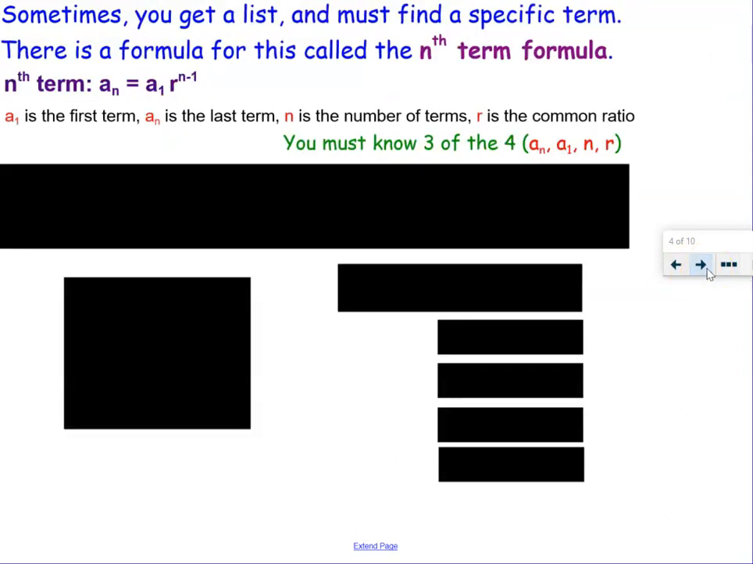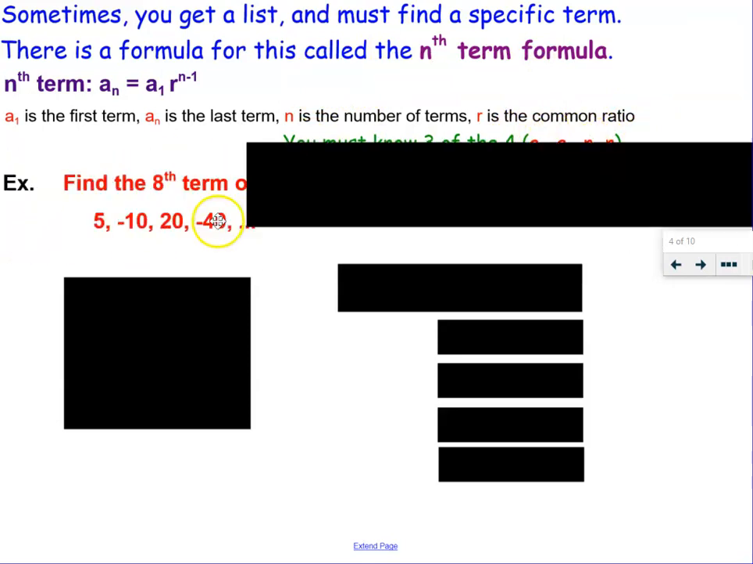All right, sometimes you get a list, and you must find a specific term. There's a formula for this as well, called the nth term formula, just like for arithmetic sequences and series. Our nth term formula here changes. It's going to follow an exponential formula. It is a sub n equals a sub 1 times r to the n minus 1 power. A sub 1 is the first term, a sub n is the last term, n is the number of terms, r is the common ratio, and like before, you can't be missing more than one of these.